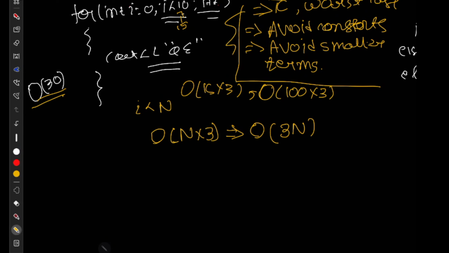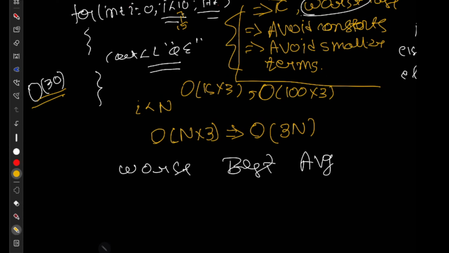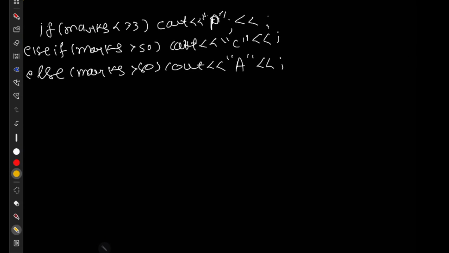Next, understand these 3 rules to write time complexity. First rule: always write in the worst case. There are 3 kinds of cases: worst, best and average case. Let's have an example. In this code, when marks is less than 33, the output will be fail. When marks is greater than 50, output C, and when marks is greater than 80, the output is A grade.